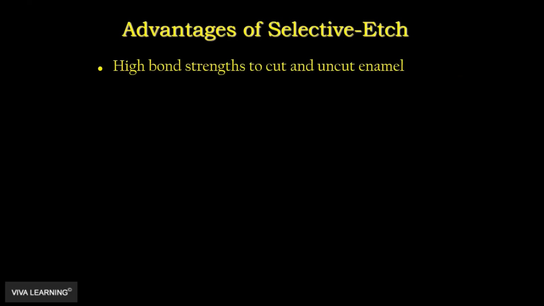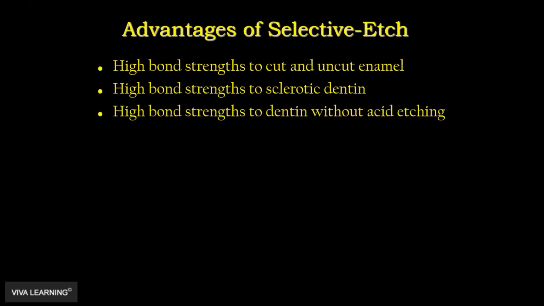So, advantages of the selective etch technique. You're going to get high bond strengths to enamel, and you're going to get high bond strengths to dentin and sclerotic dentin, and you can get this without having to acid etch the dentin. This is what, to me, makes this a great technique, because you're going to get the best of both worlds. You get bond to enamel with the etch, and you'll get bond to dentin with the self-etch technique.